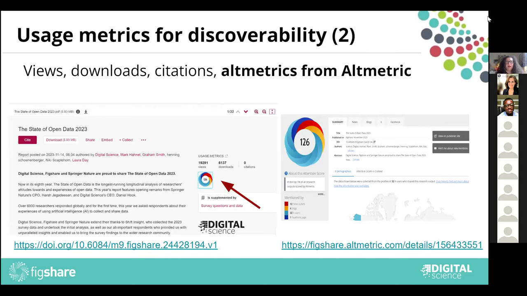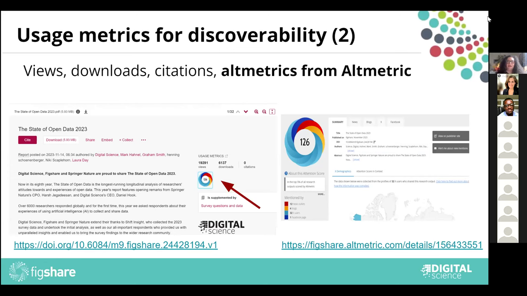And the same with Altmetric. Altmetrics are alternative metrics, and we also use our sister company, Altmetric, to provide this integration that happens automatically, and it displays in Figshare. So Altmetric data appears on item pages where Altmetric has found attention. It includes attention on social media, news outlets, patents, policy papers, and more.